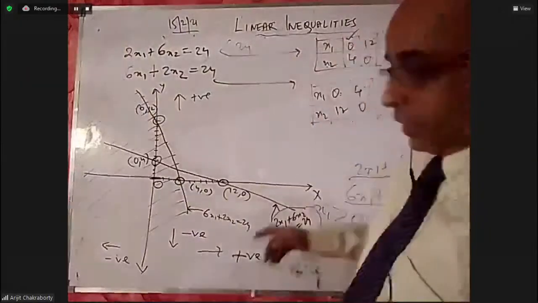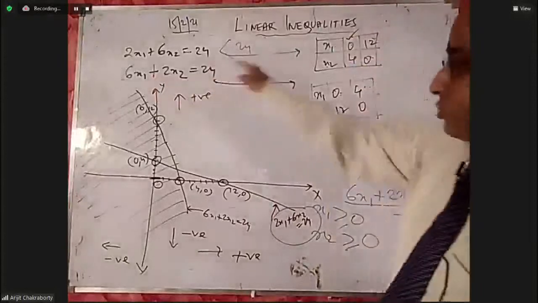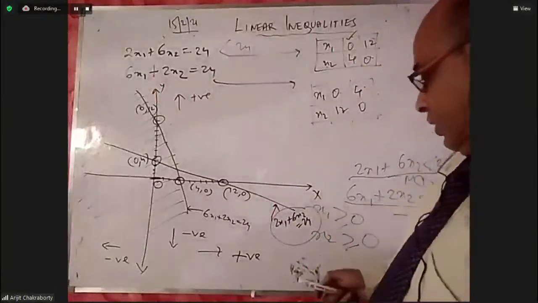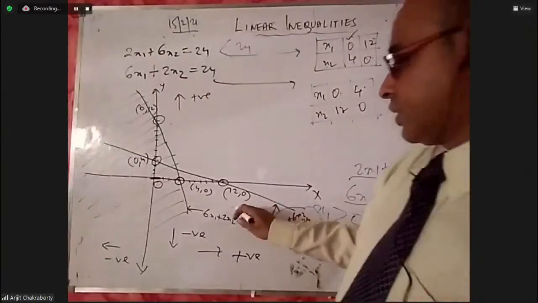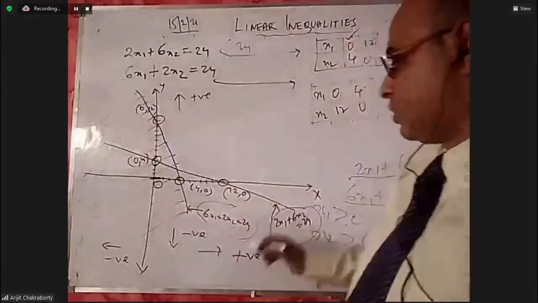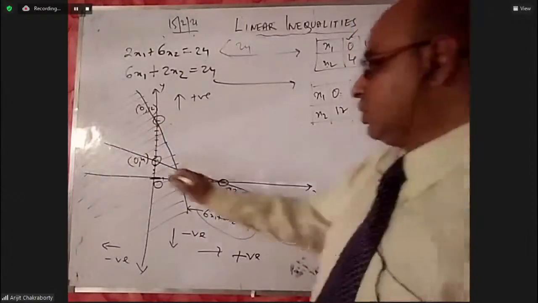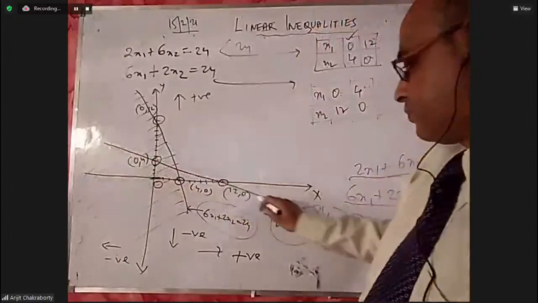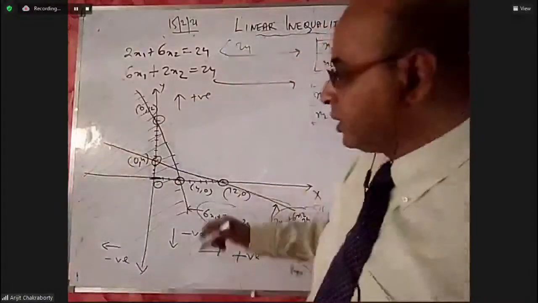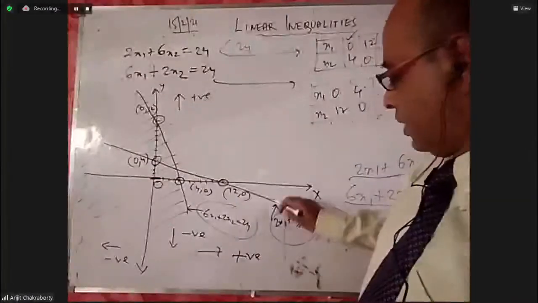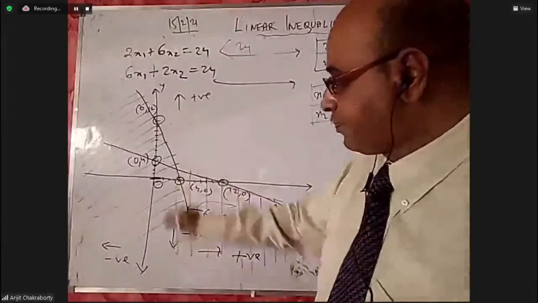I have the second line again, 6x1 plus 2x2 equal to 24. I have taken the second line first. Now I'll take the first line, 2x1 plus 6x2 equal to 24. This is the line. So I will draw again the left hand side of it. The line will be like this, and the shaded region is like this.